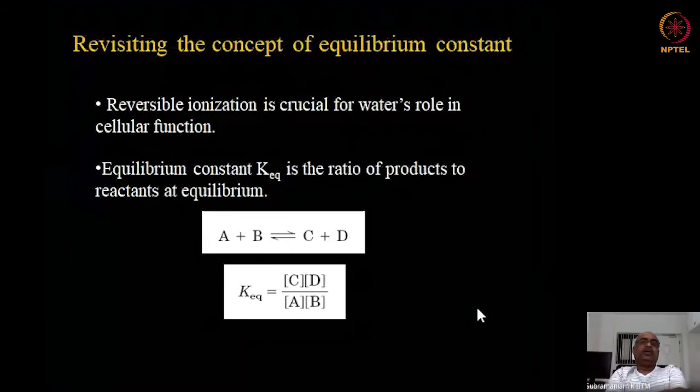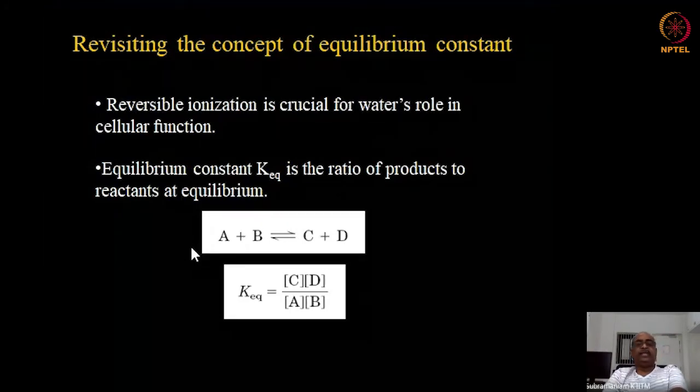So we continue on this weak ionization of water, and to proceed further, let us recollect our memory on equilibrium constant. I'm sure you have learned this a long time ago. If A plus B react and produce product C plus D in a reversible reaction, where C plus D also can give rise to A plus B, then you will write a rate equation.